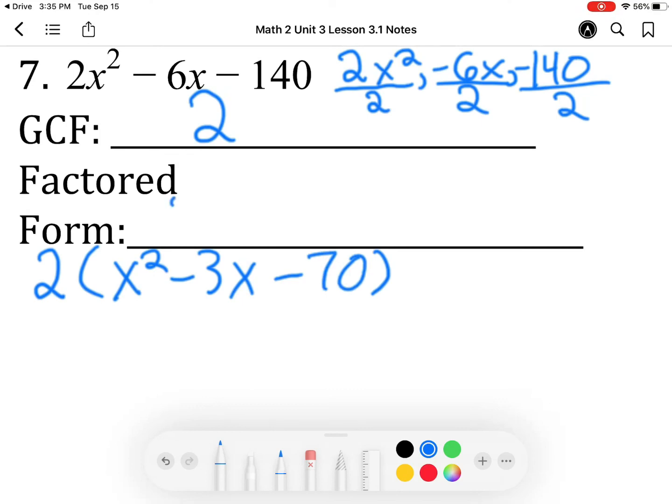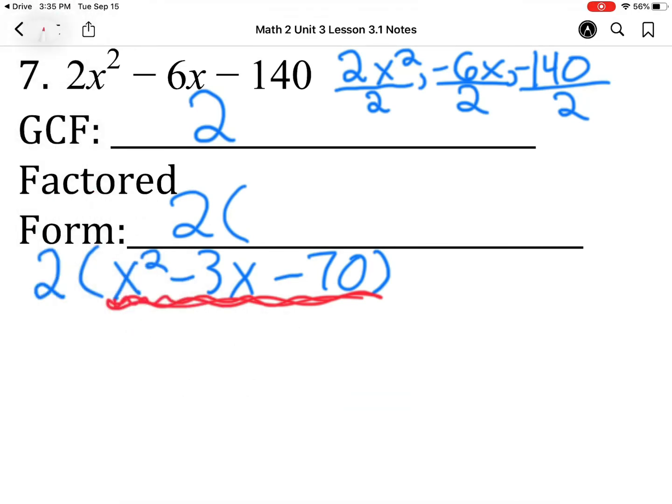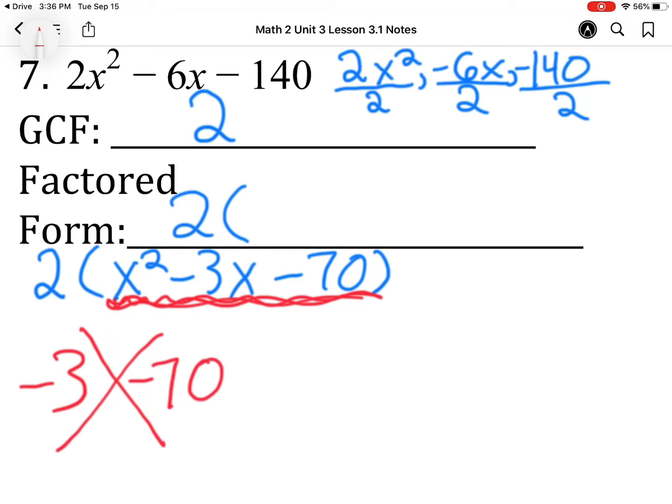Once we do this, you can go ahead and put it in your factor form line. We only care about what's in between the parentheses. So at this point, our A equals 1. We can go straight into our big X method. Our B, then our C. We want two numbers that multiply to give us negative 70, but also add to give us negative 3.